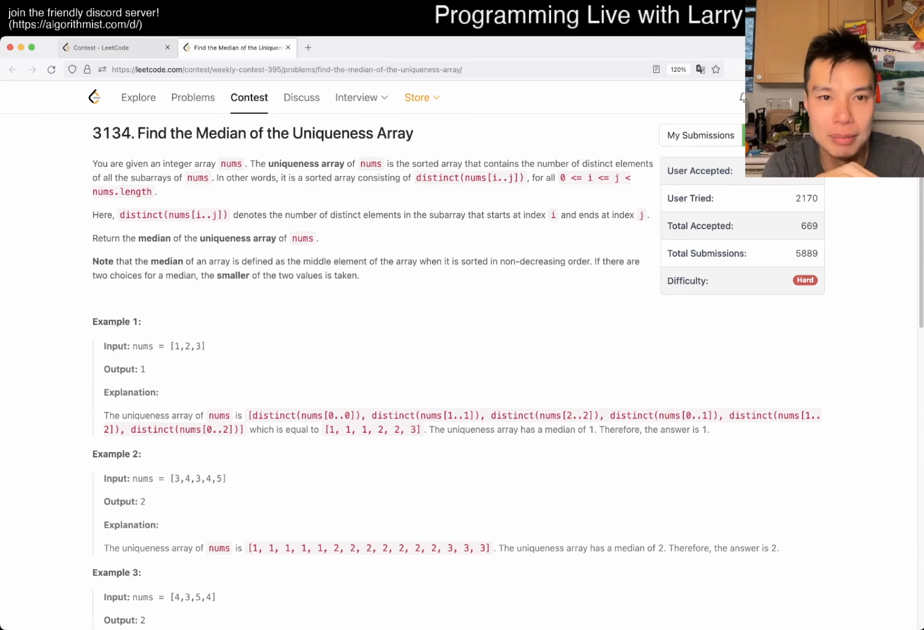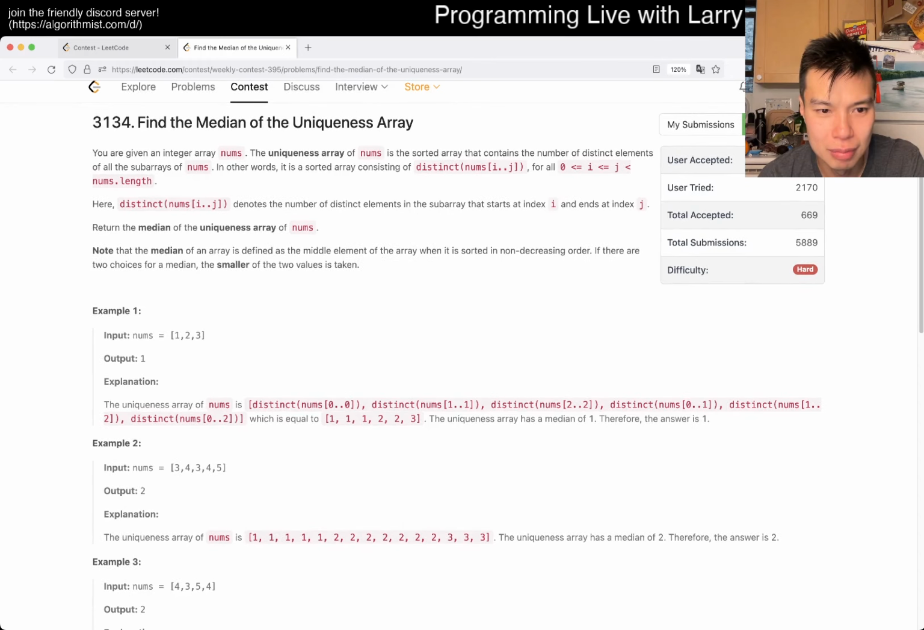The uniqueness array of nums is the sorted array that contains the number of distinct elements of all the subarrays. Okay, I guess that makes sense. Here, distinct of nums sub i to j denotes the number of distinct elements in the subarray that starts at i and ends at j. Okay, that makes sense. Return the median of the uniqueness array. What does that even mean? Median of the uniqueness array of nums. What does this mean?